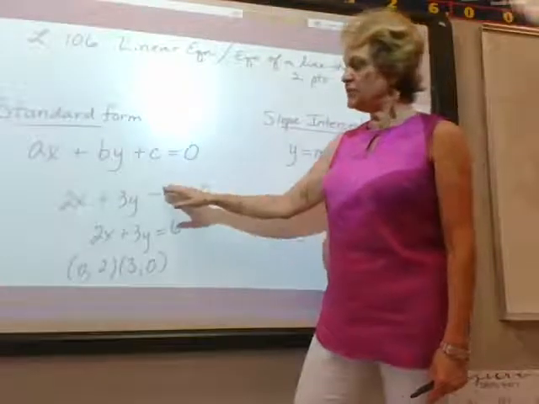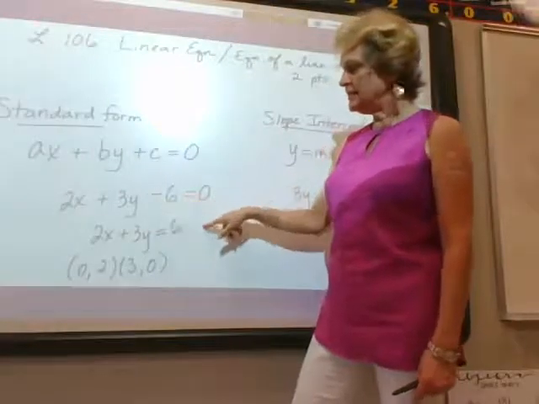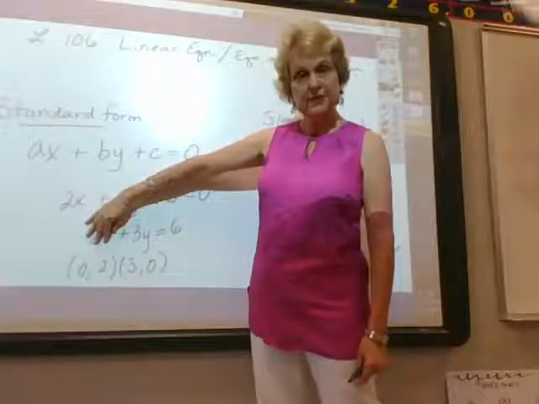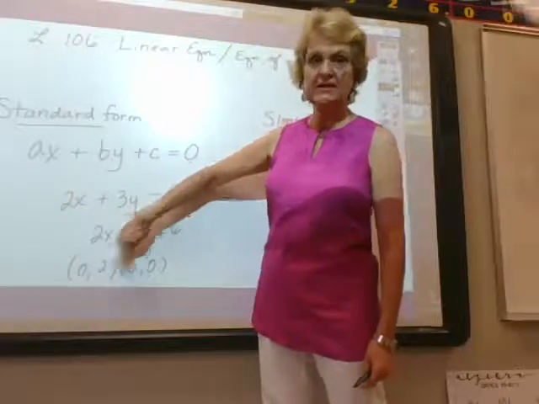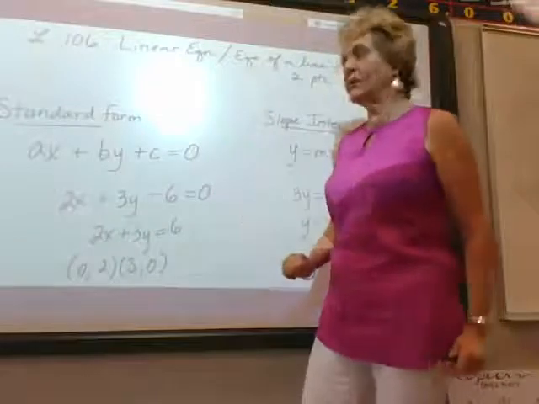So if I wanted to graph this with intercepts, I would add 6, and then I would say, well, if I let x be 0, y is 2. If I let y be 0, x is 3. I have my two intercepts. I would plot them, connect the dots, be done with that graph. All right?